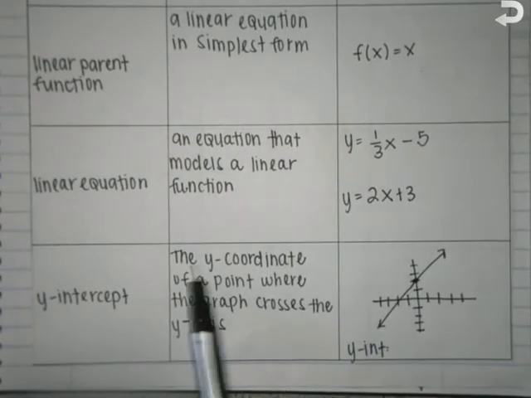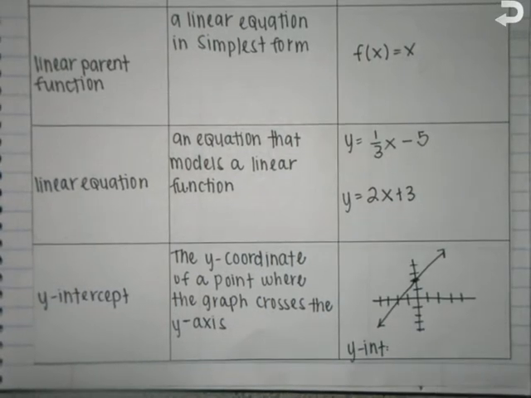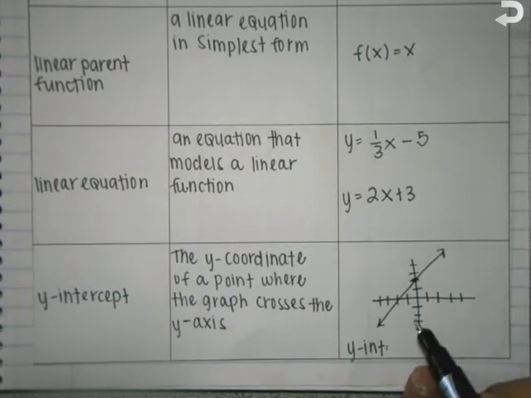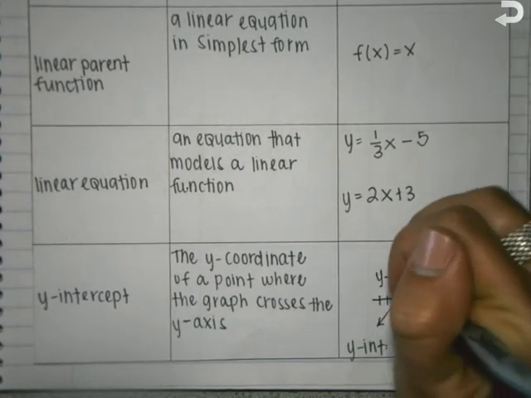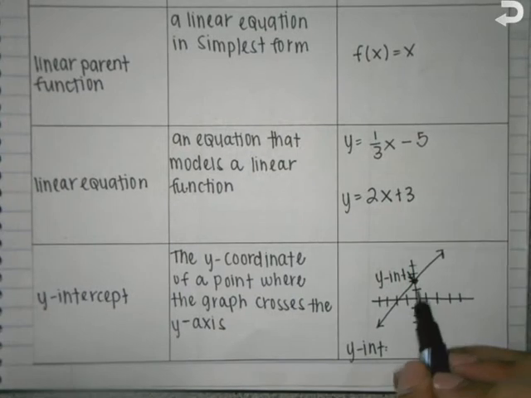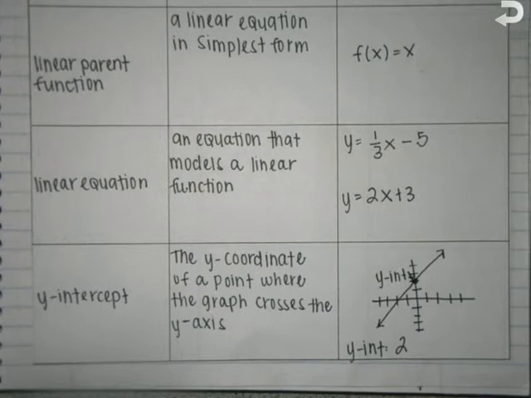The y-intercept is the y-coordinate of a point where the graph crosses the y-axis. I drew a little picture of the graph, and we will determine what the y-intercept of that one is in just a second. On this one, the y-intercept is this point right here where the graph is crossing the y-axis. I usually abbreviate it to y-int, but what is that point? Positive 2. So we would say that the y-intercept is positive 2. What do you think the point where the graph crosses the x-axis is called? The x-intercept. Okay, we will get there in a couple of days. Today we're just worrying about the y-intercept.